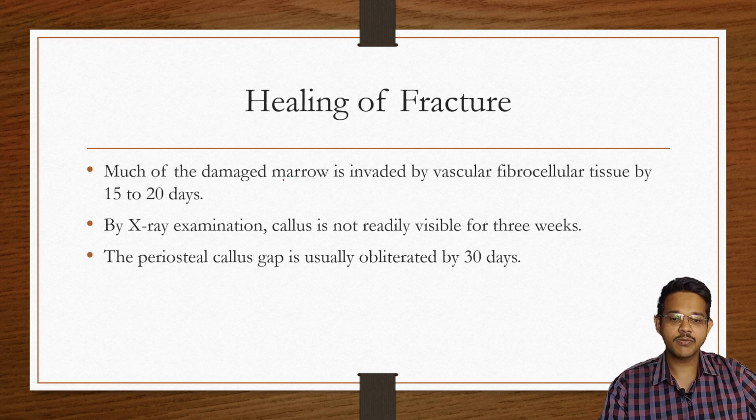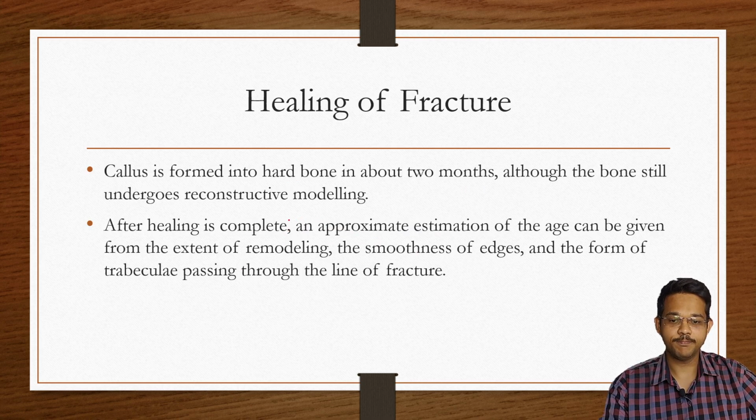Much of the damaged marrow with fracture is invaded by vascular fibrocellular tissues by 15 to 20 days. At X-ray examination, callus is not readily visible for 3 weeks. So after 3 weeks, when calcium deposition increases, the fracture callus may be seen. A periosteal callus gap is usually obliterated by 30 days. So within 30 days, the gap is obliterated. Callus is formed into hard bone in about 2 months, although the bone still undergoes reconstructive modeling.